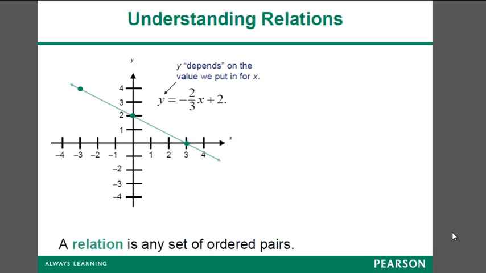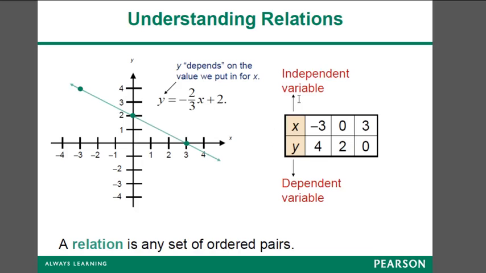When discussing functions, we need to understand what relations are. A relation is any set of ordered pairs. When we discuss this, we need to think about what the equation of a line actually means. What the equation of the line means is y depends on the value we put in for x. So y is dependent upon our x. And that is why we say that x is our independent variable and y is our dependent variable, because it depends on what we put in for x.